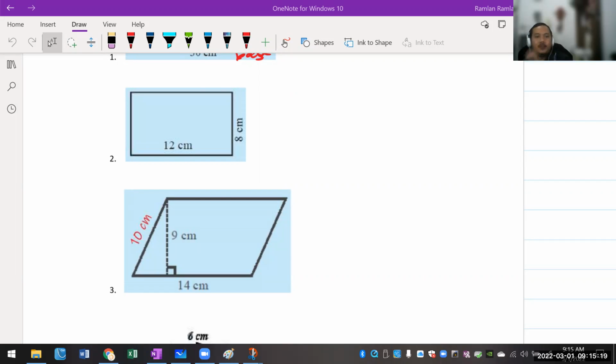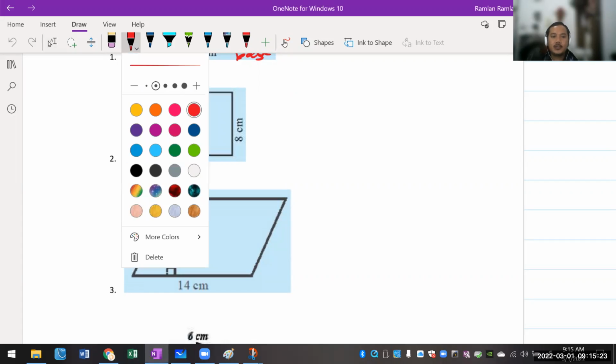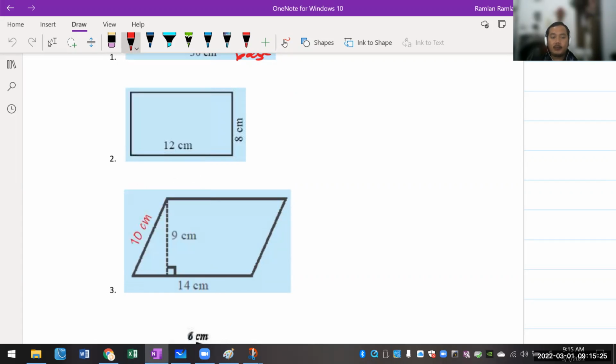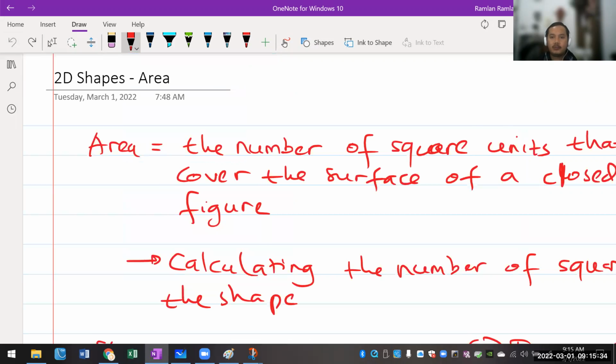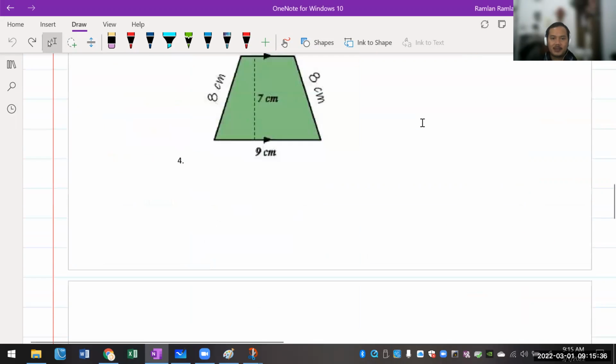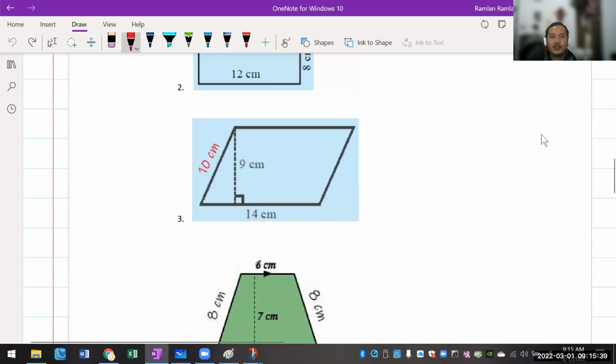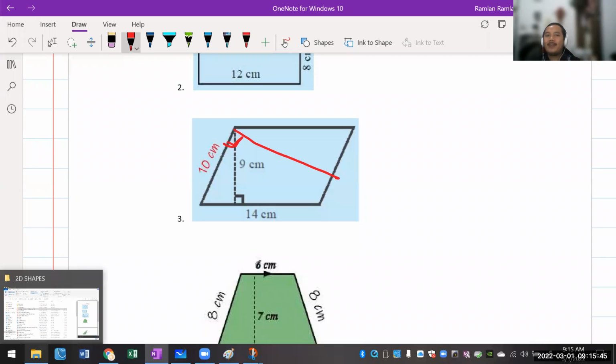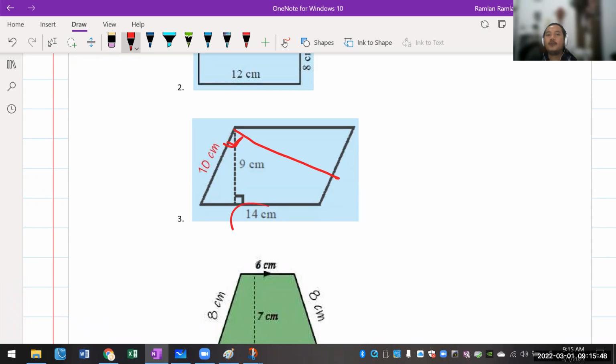So I'm going to give you an example. For example, for number 3 here, you can choose the 14 as the base, but actually, guys, you can choose the 10 as the base also. But if you choose the 10 as the base, you need to draw a line in here so that it will be 90 degrees with that 10. But we don't have that, right? So that's why it's better for you to use the 14 as the base.